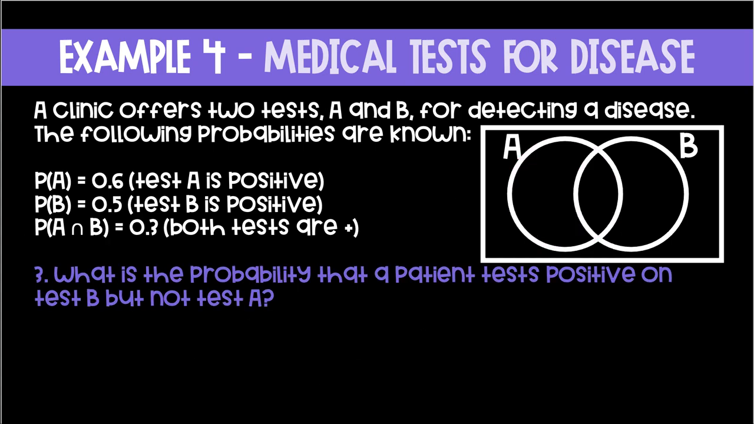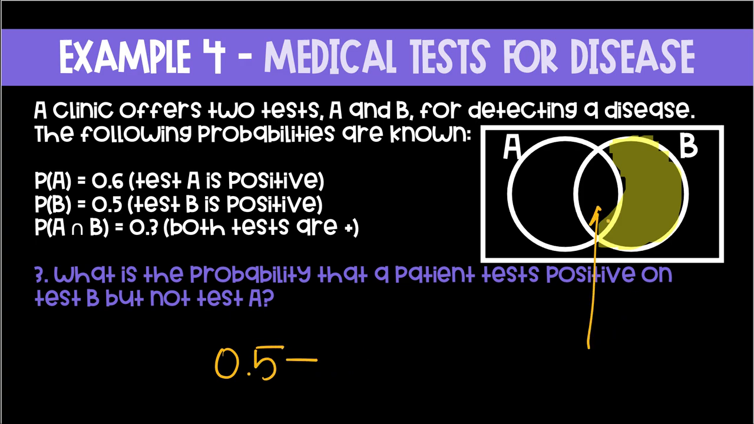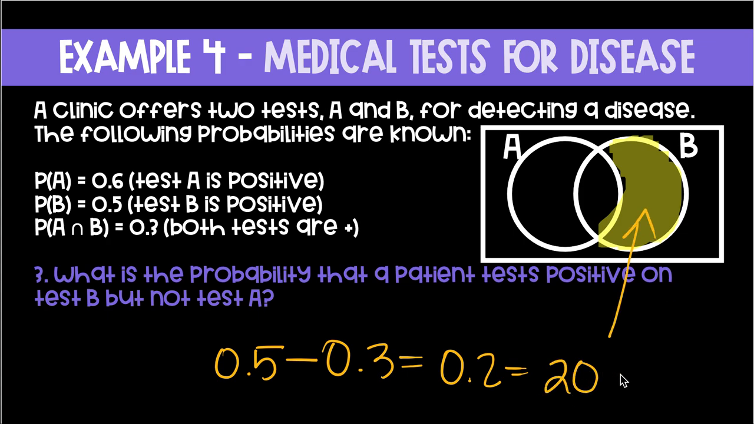Similarly, if I want to find the probability that a patient tests positive only on test B, but not test A, we're looking for this section right here, and we have to repeat the same steps. I'm going to take the probability of B, which is 0.5, and subtract the intersection, because I want to take the intersection away, 0.3. 0.5 minus 0.3 is 0.2, which means there's a 20% chance of testing positive only on test B.